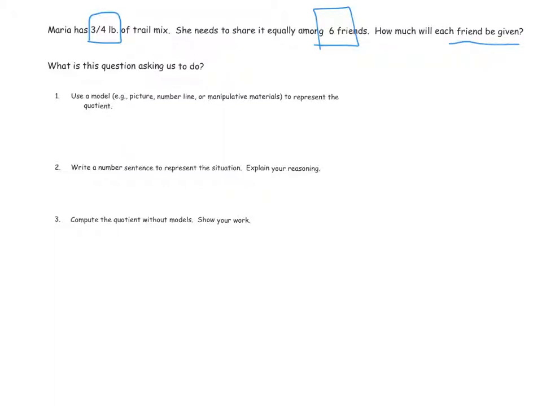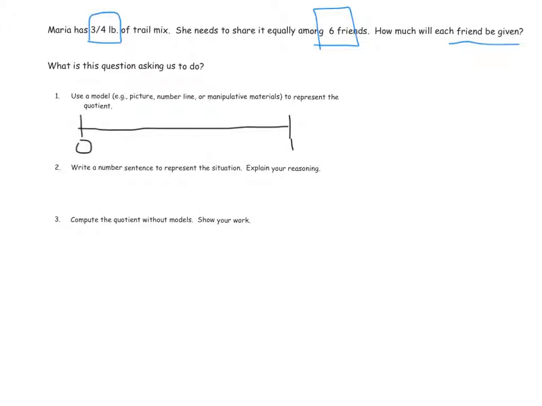So what is this question asking us to do? This question is asking us to divide the 3/4 of a pound by 6. It just says use a model, and this is the same thing you're going to have to do on your assessment too. So it could be a picture, a number line. If you need manipulative materials, like your fraction bar strips, we can do that. For this problem, I think I'm going to use a number line. So let me set that up.